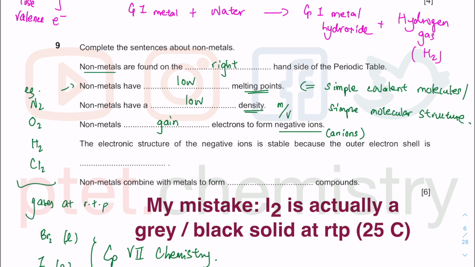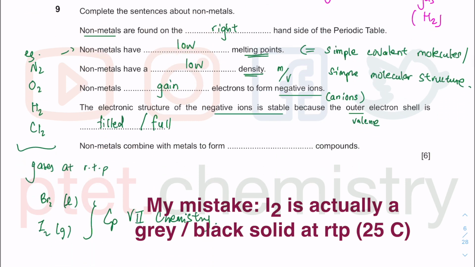And now we talk about the stability of the negative ions. Why does a certain nonmetal only gain 2 electrons, only gain 3 electrons, and some of them gain 1 electron? Because to complete the outer shell, you want the valence shell in order to be filled. You can use the word filled, or you can use the word full, but just choose either one to complete the sentence.